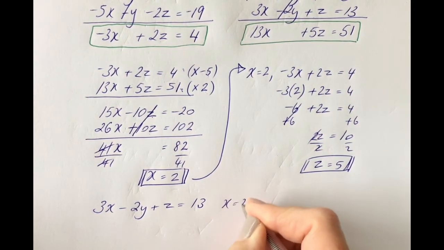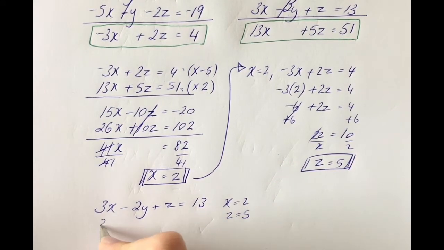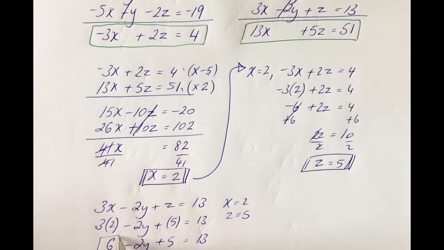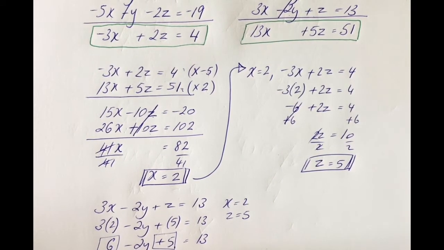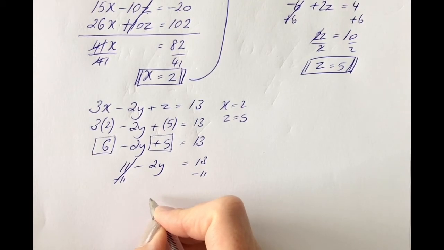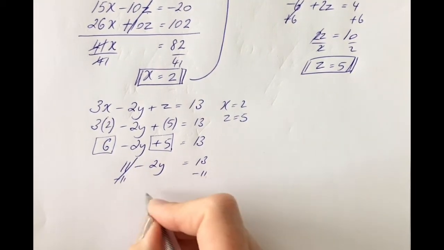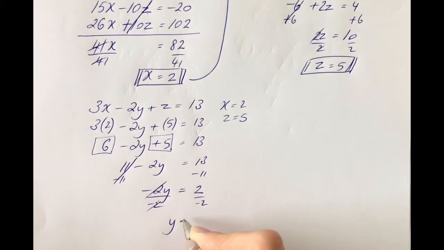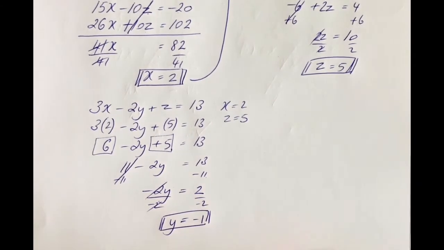If x is equal to 2 and z is equal to 5, I'm going to sub them in here. So instead of 3 times x, it'll be 3 times 2 minus 2y, plus instead of z, it's going to be 5 equals 13. That's 6 minus 2y plus 5 is equal to 13. Tidying up the left-hand side, we get 6 and 5 is 11, minus 2y is equal to 13. Take away 11 from both sides, and we end up with minus 2y is equal to 2. Divide both sides by minus 2, and we end up with y is equal to minus 1. And so my three solutions are x equals 2, z equals 5, and y is equal to minus 1.